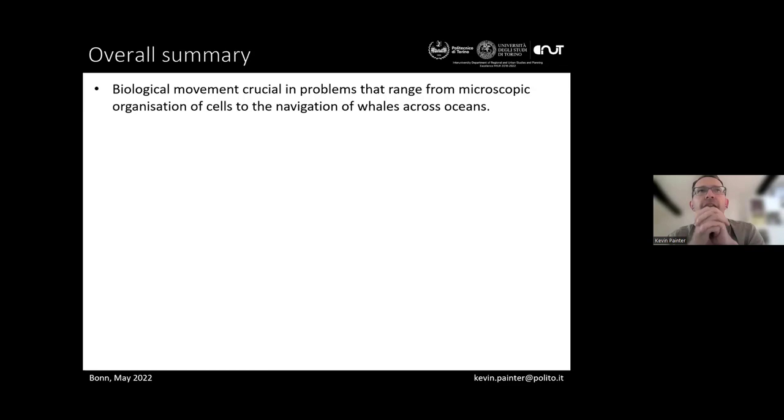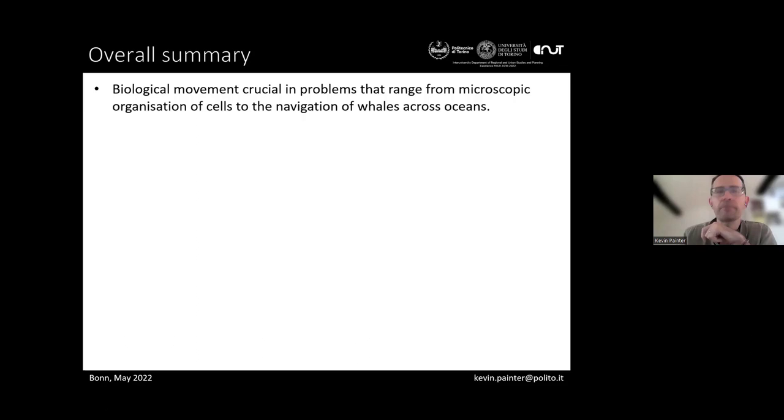Okay, so what I've tried to do in the last few lectures is really just to impress on you just how important this problem of biological movement is. I think you probably knew that already, but biological movement problems are crucial in a whole range of problems, from the microscopic organization of cells to the navigation of whales across oceans. And in fact, they go even to the level within a cell, because it's also important for how individual molecules are transported across a cell as well. So it's really important in a whole set of different areas.